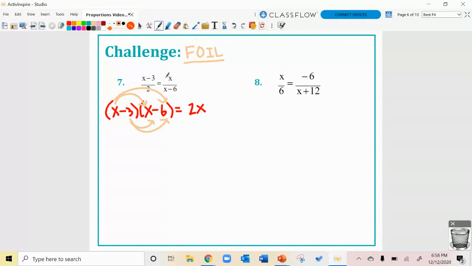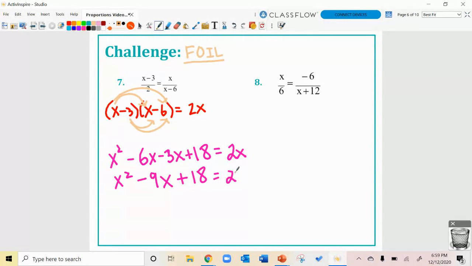FOIL stood for first. I'm going to multiply the first two terms. x times x gives me x squared. O stands for outer. I'm going to multiply the two outside terms. So x times -6 gives me -6x. I stands for inner, the two that are inside, closest to each other, and I have arrows drawn here, -3x. And then L stands for last, so -3 times -6 gives me +18, and I don't want to forget that I have it equal to 2x. So now I've got x squared minus 9x plus 18 equals 2x.